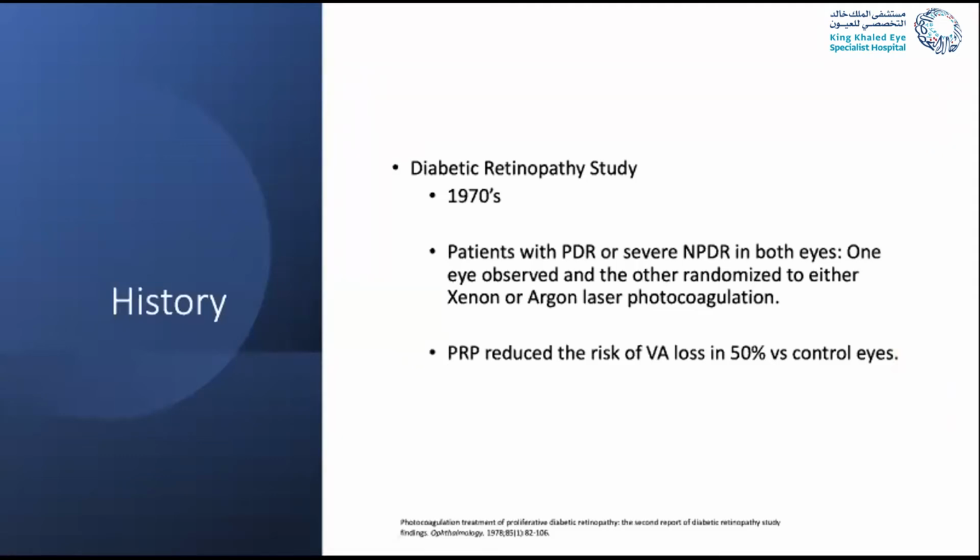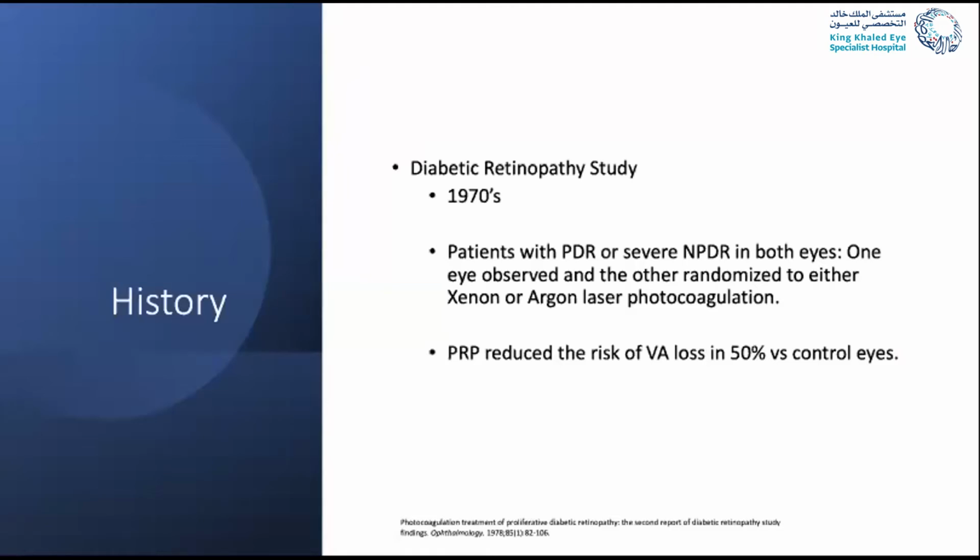The diabetic retinopathy study began in the early 1970s. And their primary question was, could panretinal photocoagulation prevent severe visual acuity loss in patients with PDR or severe NPDR in both eyes? So basically, one eye was randomized into the study and the other one was observed. And those that were randomized into the study received either argon or xenon laser panretinal photocoagulation.